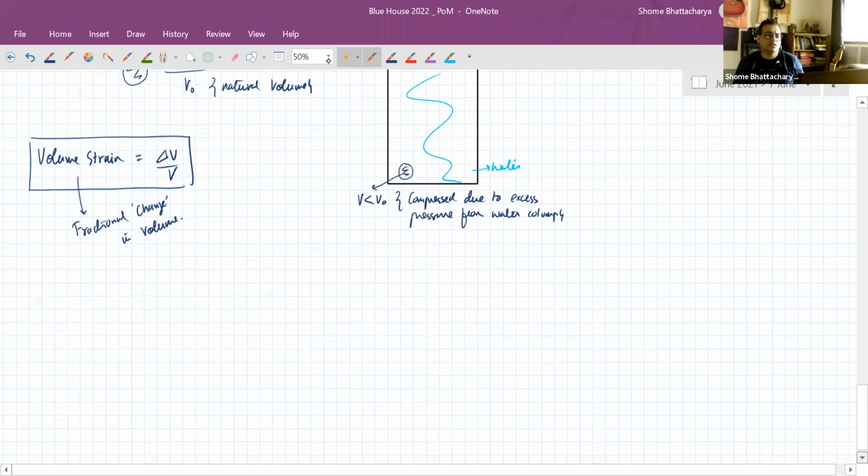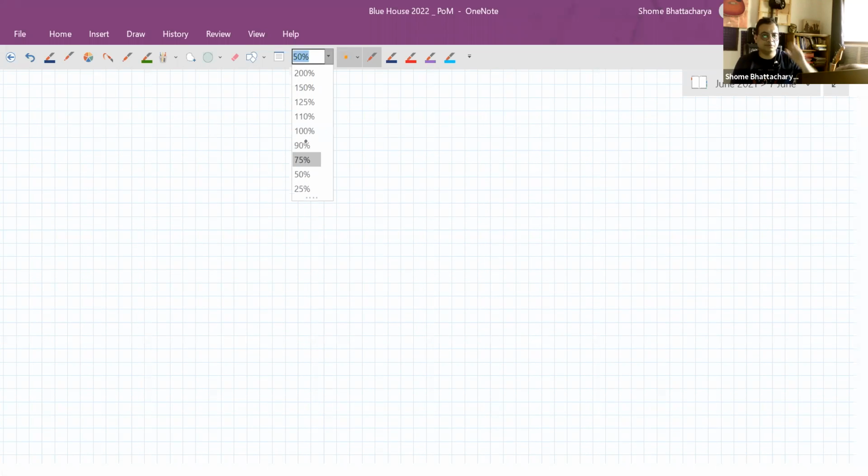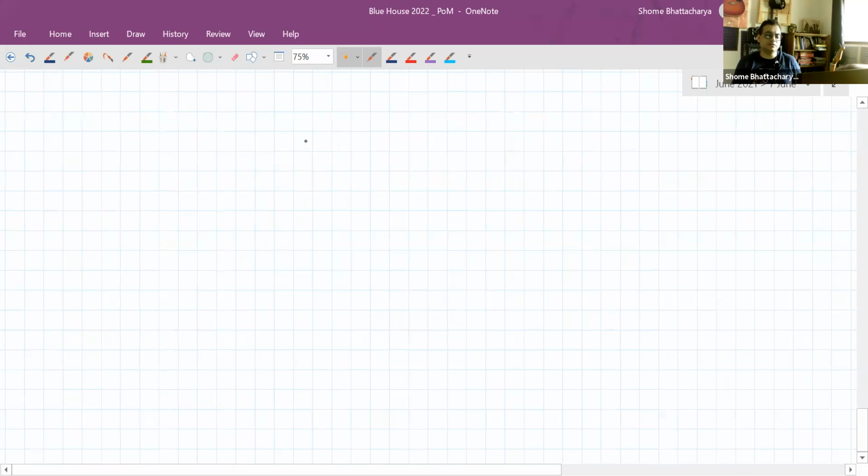So strain, as you can see in all three cases, whatever the type of deformity, is something that we use to measure the extent of deformity. Like if we are comparing two bodies which have undergone the same type of deformity, how will we know which one is more deformed? The one which has more deformation is the one which has a larger value of strain. Okay, as simple as that. But of course, we cannot compare one which has undergone shearing with one which has undergone longitudinal strain, because they're two different types of strains.